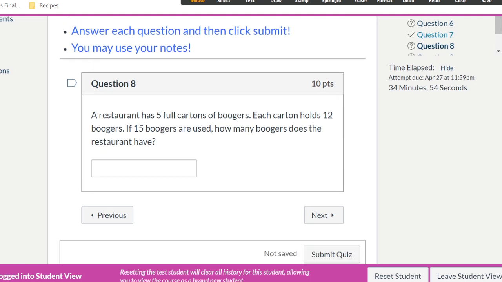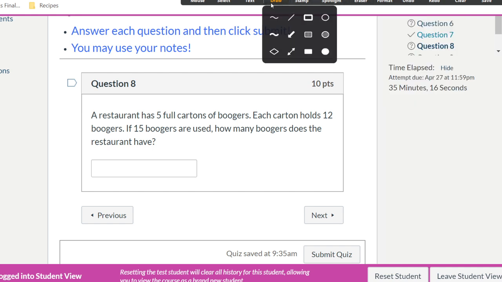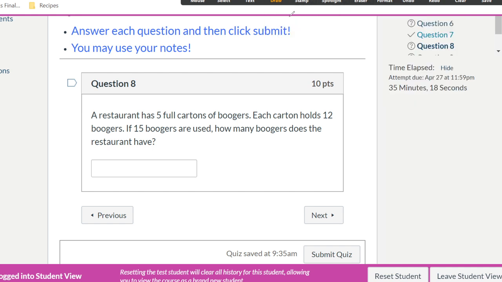A restaurant has 5 full cartons of boogers. Each carton holds 12 boogers. If 15 boogers are used, okay, I did not write this part. It was changed. A restaurant has 5 full cartons of boogers. Each carton holds 12 boogers. If 15 boogers are used, how many boogers does the restaurant have? I think you guys can figure out why I did not write this.